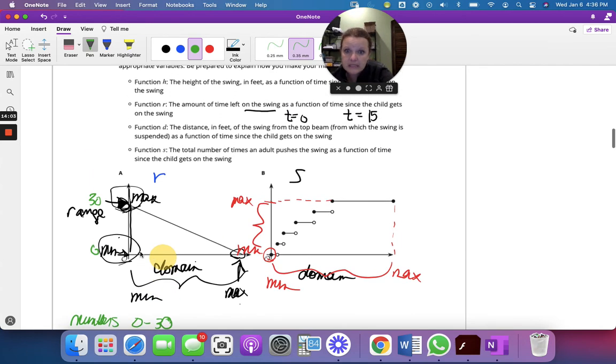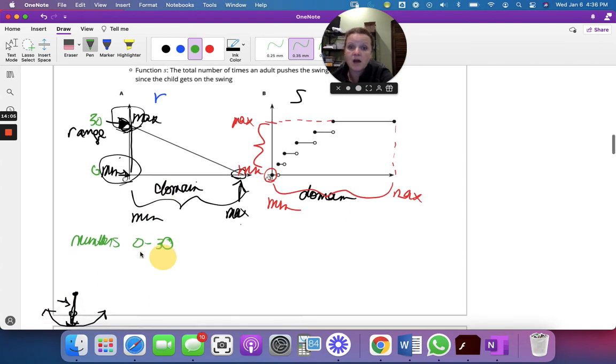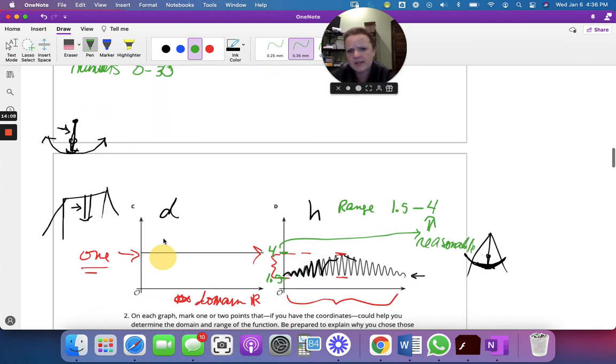And then we have D, the distance in feet the swing is from the top beam. Our range is just 7 feet. That's the only reasonable value for that one. One value, that's it.